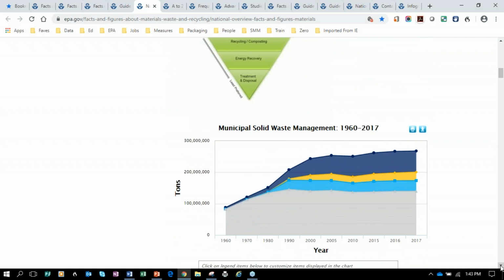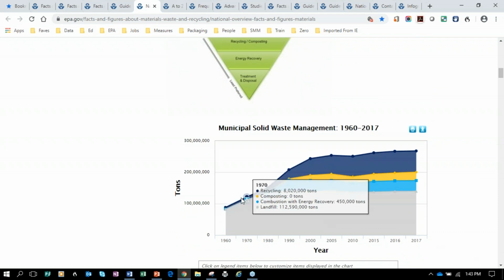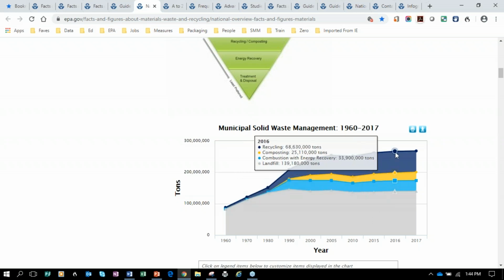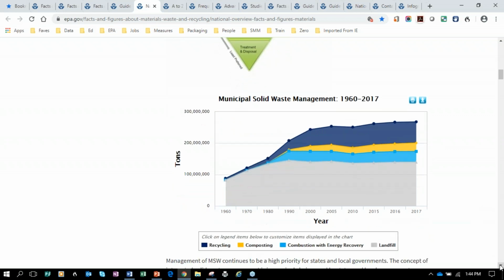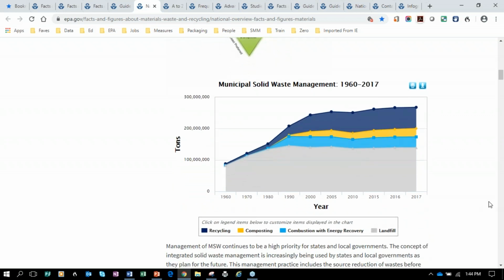So for each of these sections, you're going to find some graphics as well as some supporting data. So you can actually pick a particular date and see the recycling, composting, combustion with energy, and landfilling for that particular year, and see it over time. So we've tried to create an opportunity for you to quickly access and get a graphic representation of all this data that has been collected since 1960.